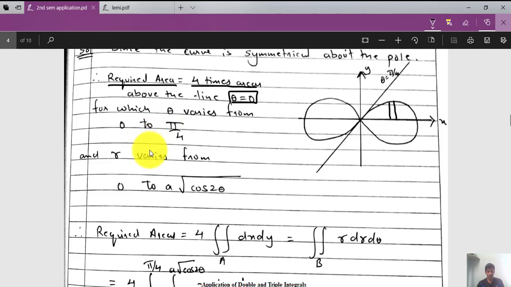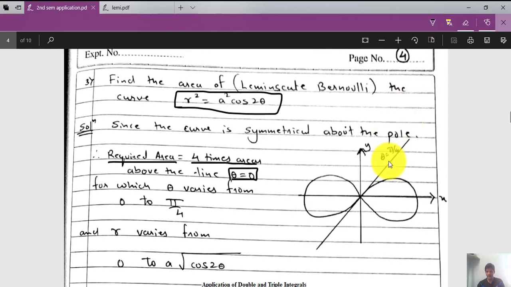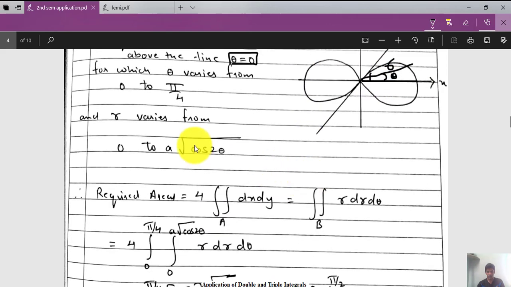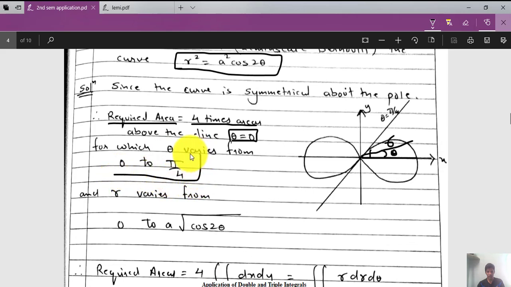Here I should not take a vertical and horizontal strip, because I am taking only this upper loop of the first quadrant. So here theta moves with respect to the radial vector r. How does theta move? It moves from 0 till this particular line, that is pi by 4. So theta varies from 0 to pi by 4.